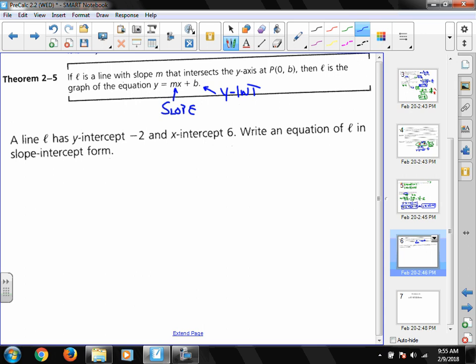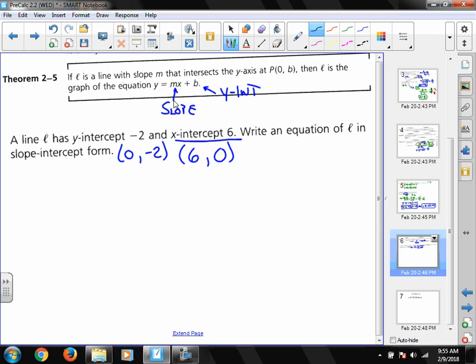So if we try to find a line that has a y-intercept of negative 2 and an x-intercept of 6, we want to write the equation of the line in slope-intercept form. We don't have a place to put this x-intercept, but what we do know is that if it's an x-intercept, that means we're crossing the x-axis at 6, and we have a y value of 0. And with a y-intercept, we can do the same thing. We have an x value of 0 and a y value of negative 2. So we can use those 2 points to help us find that equation.